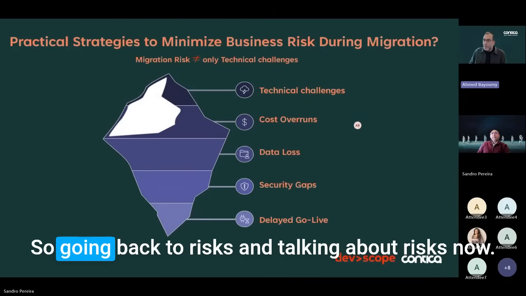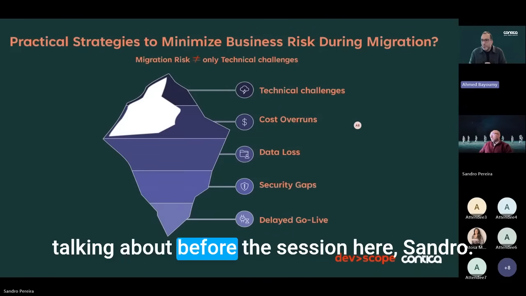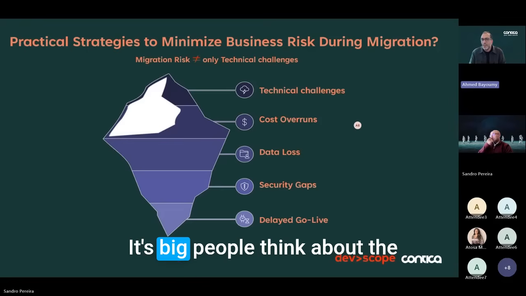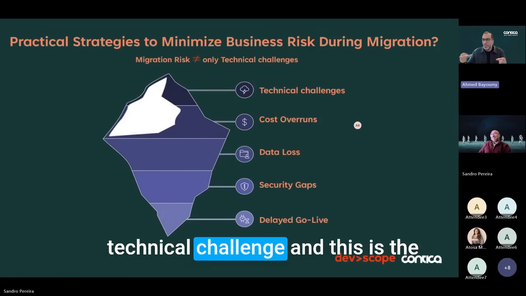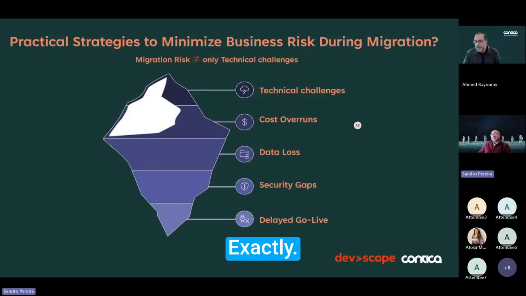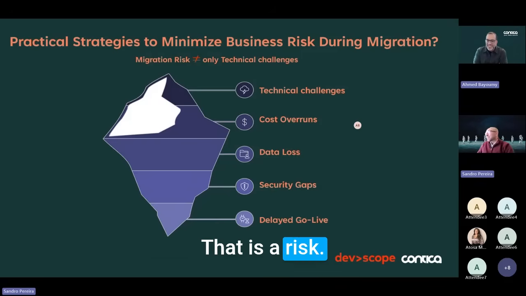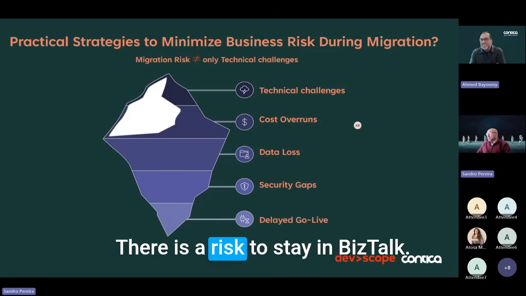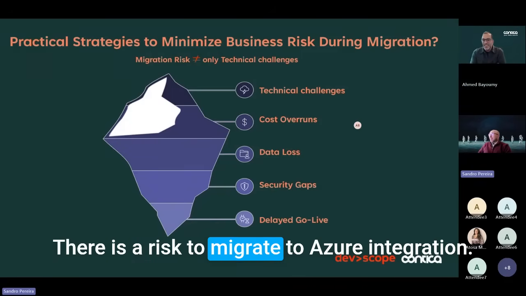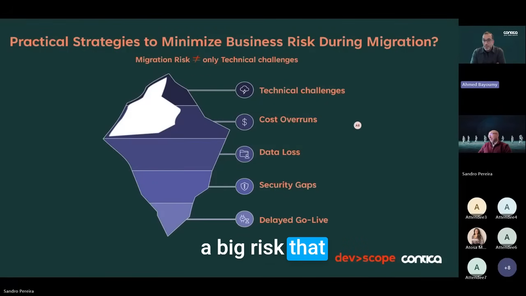So, going back to risks. It's a really abstract word, as we've been talking about before the session here, Sandro. It's big. People think about the technical challenge, and this is the risk, but it's like the tip of the iceberg. I think you chose the correct picture, an iceberg. There is a risk to stay in BizTalk. There is a risk to migrate to Azure Integration Services. There is always that risk. And cost is a big risk that a lot of people miss.